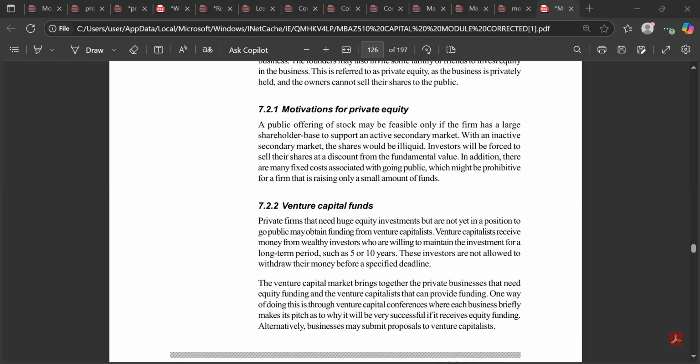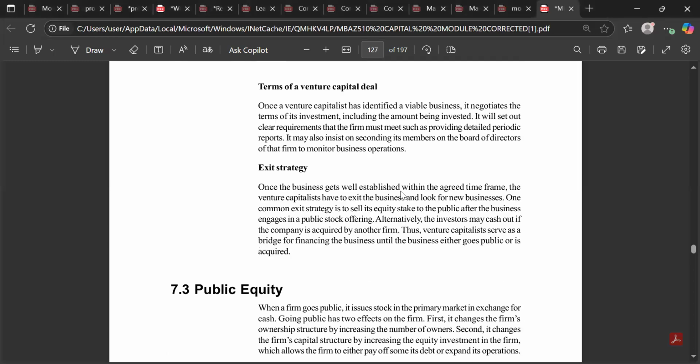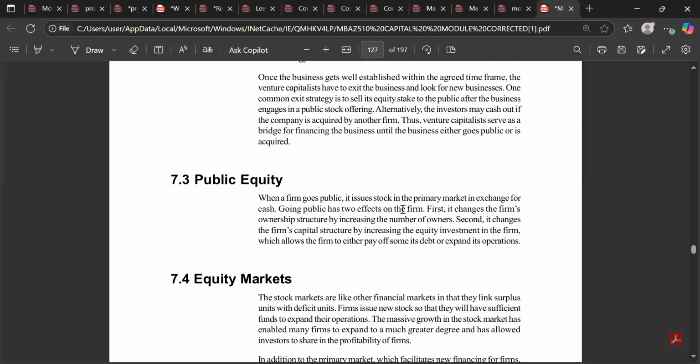Now let's get into the other segment of this, which is public equity. So the firm goes public.